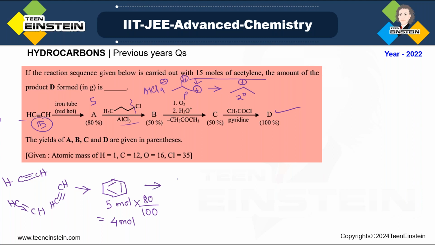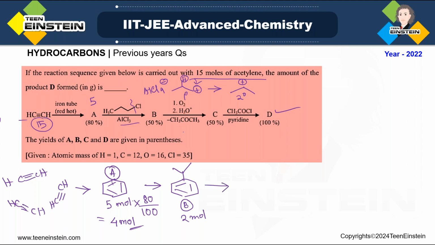So the product B that you will get will be like this, an isopropyl group. It is not a straight chain n-propyl group, it is an isopropyl group. This is molecule A, this is molecule B. Now B is 50%. That means you have started from 4 moles of benzene, so now there will be 2 moles of this substituted benzene.